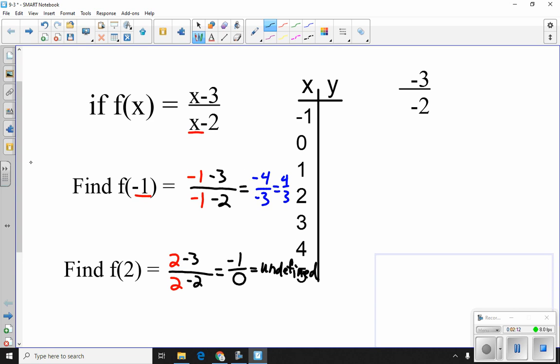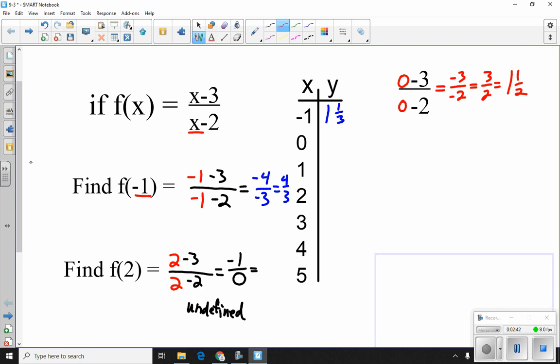So as I make a table and I plug these values in, if I plug a -1, I will get 4/3 or 1 1/3. If I end up putting a 0, some people get confused, well, you can't divide by 0. When I put a 0 in each x spot, you're not actually going to have a 0 on the bottom. So I'll get a -3 on top over a -2, which makes a positive 3/2 or 1 1/2. So I get a 1 1/2 when x is 0.